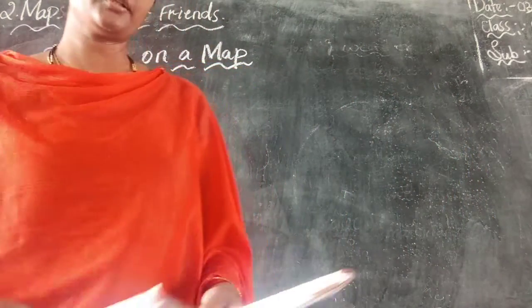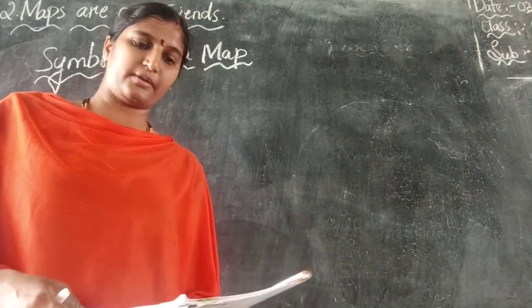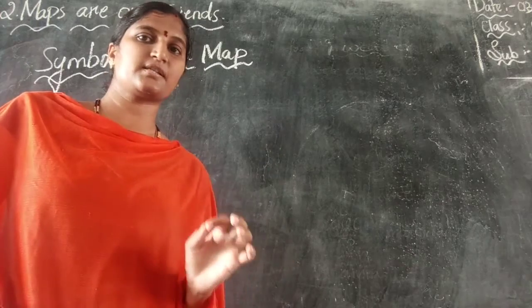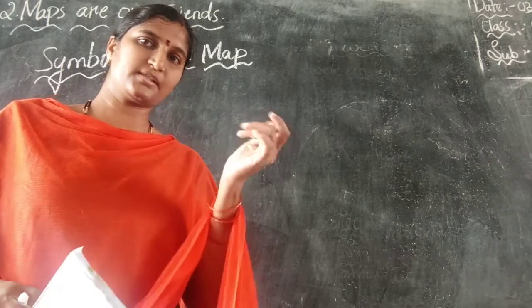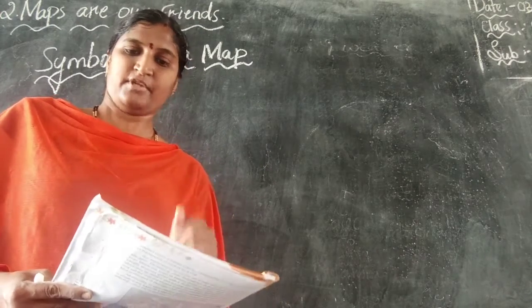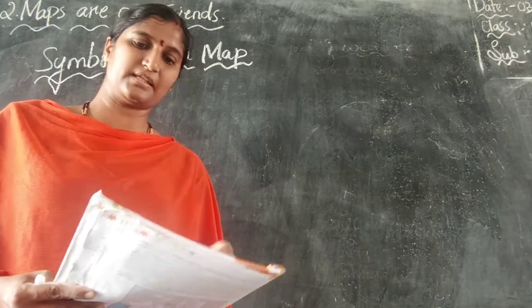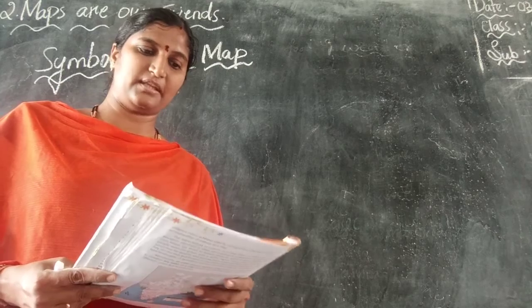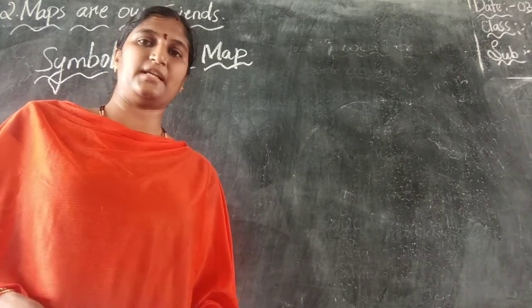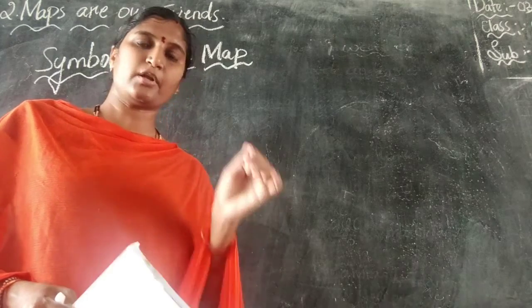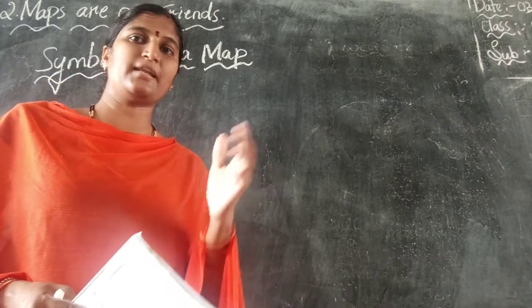Here for what it is used? Your standard symbols are used to show certain features on a map. They are used to show certain features. What are those features? Let us discuss in detail later. Now once listen here. Once we are familiar with these, we can understand the map easily. If you are familiar with these symbols on a map, then you can understand the map easily.